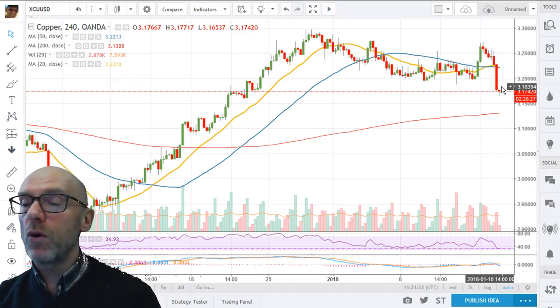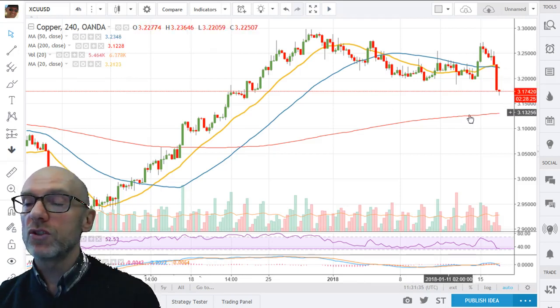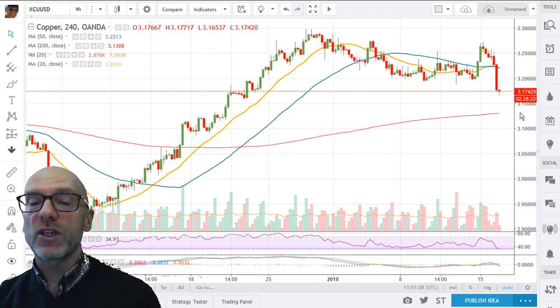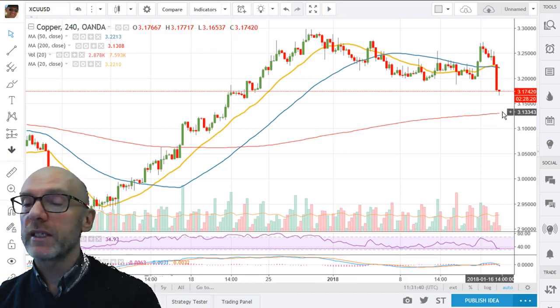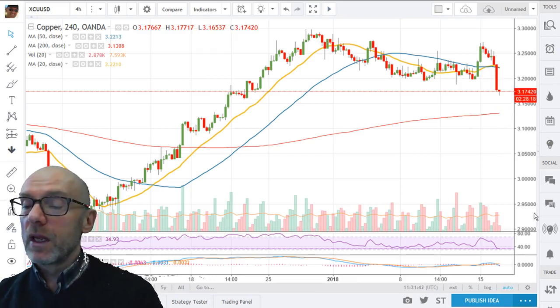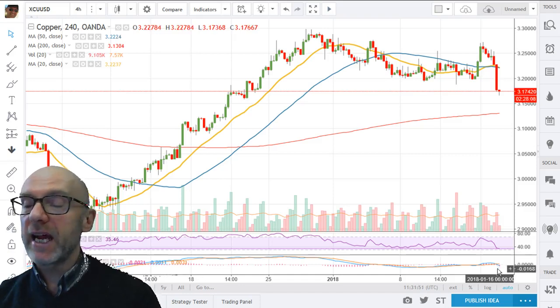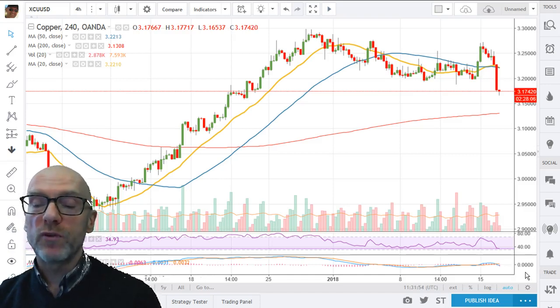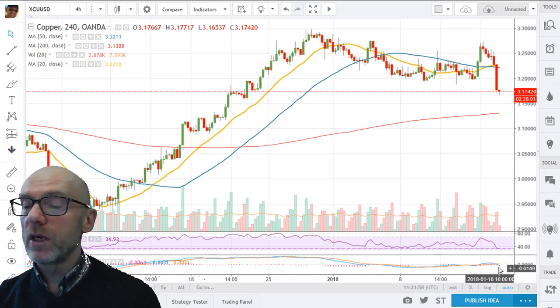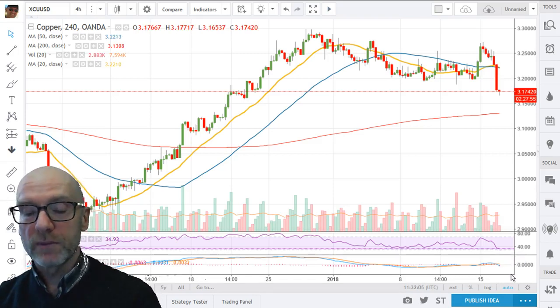Again, lack of supports. We've got the 200 average as a support, 3.1308. Momentum again negative, RSI down at 34.93. MACD as well are breaking down. The short term just moved back below zero. A longer term still above zero, but is flatlining. If that also moves down below zero, that would be very negative as well.